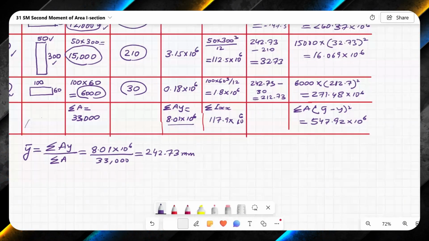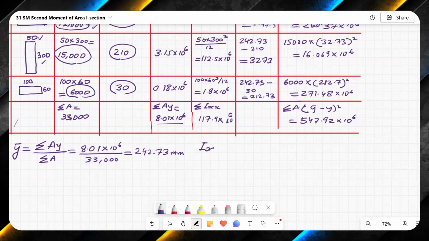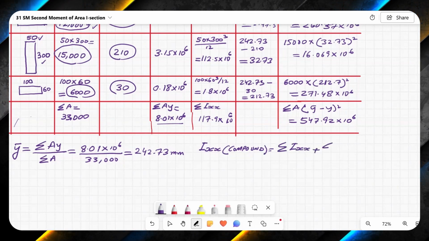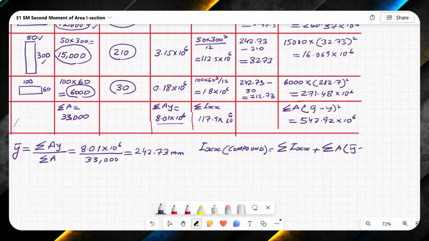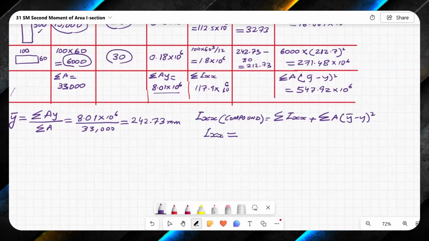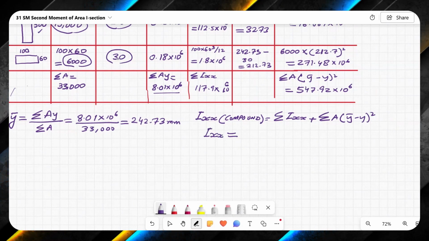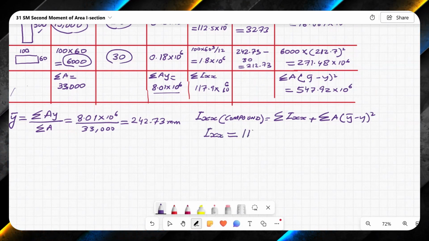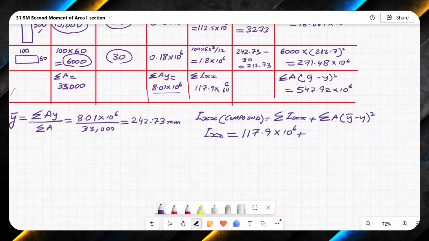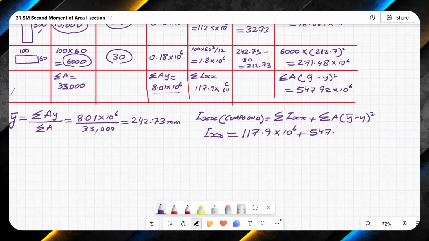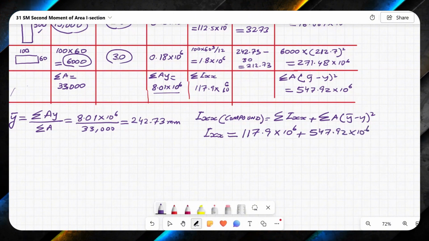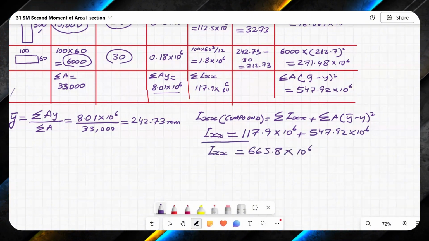Once you have got these values, then you will use this formula. Ixx of compound section is equal to summation of Ixx plus summation of A (y bar minus y) squared. And Ixx compound, I simply call it Ixx. Summation of Ixx is 117.9 into 10 raised 6 plus summation of Ay squared is 547.92 into 10 raised 6, which gives 665.8 into 10 raised 6.